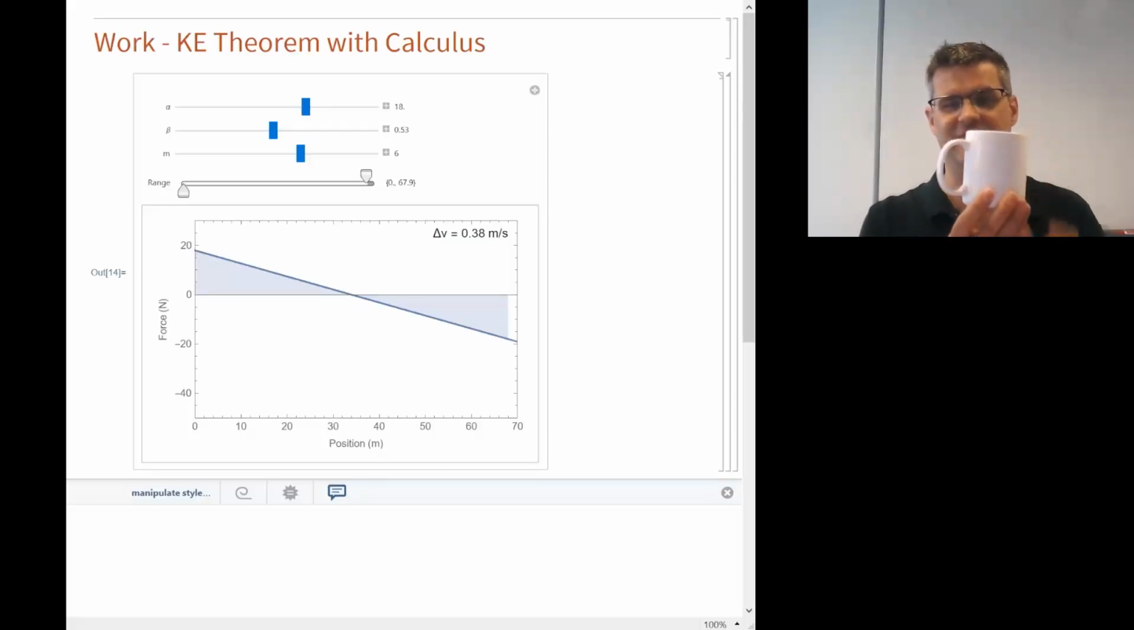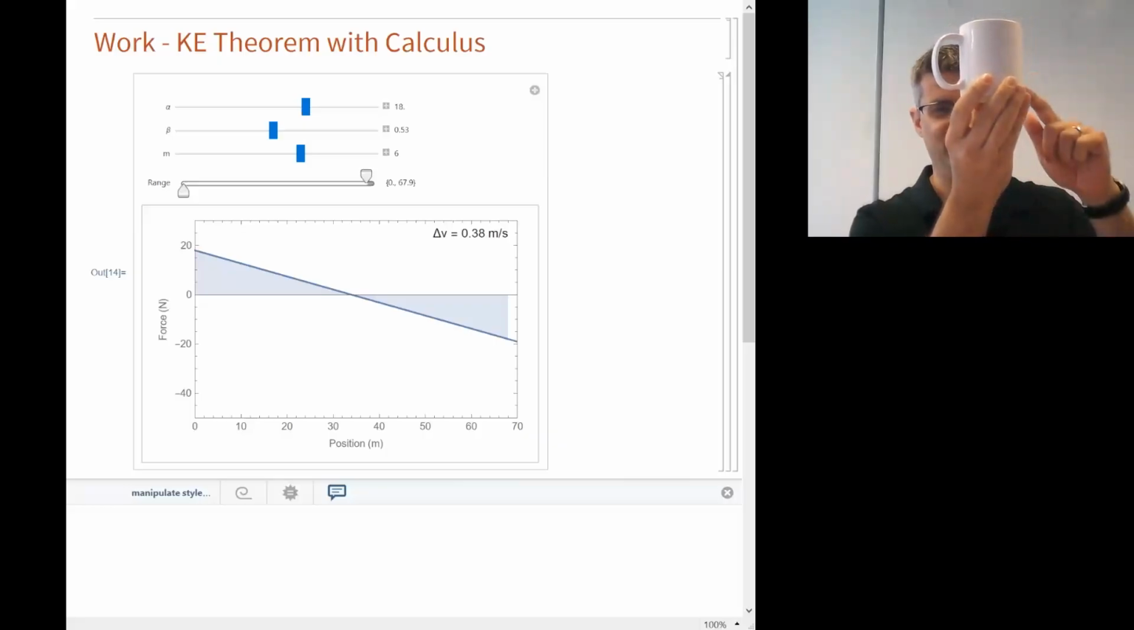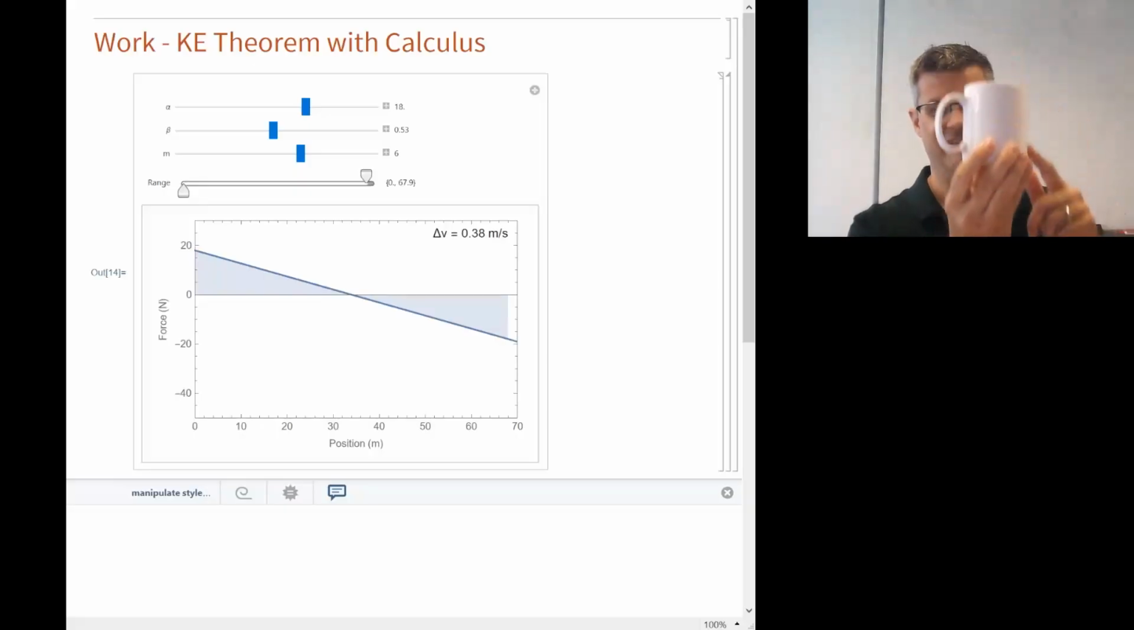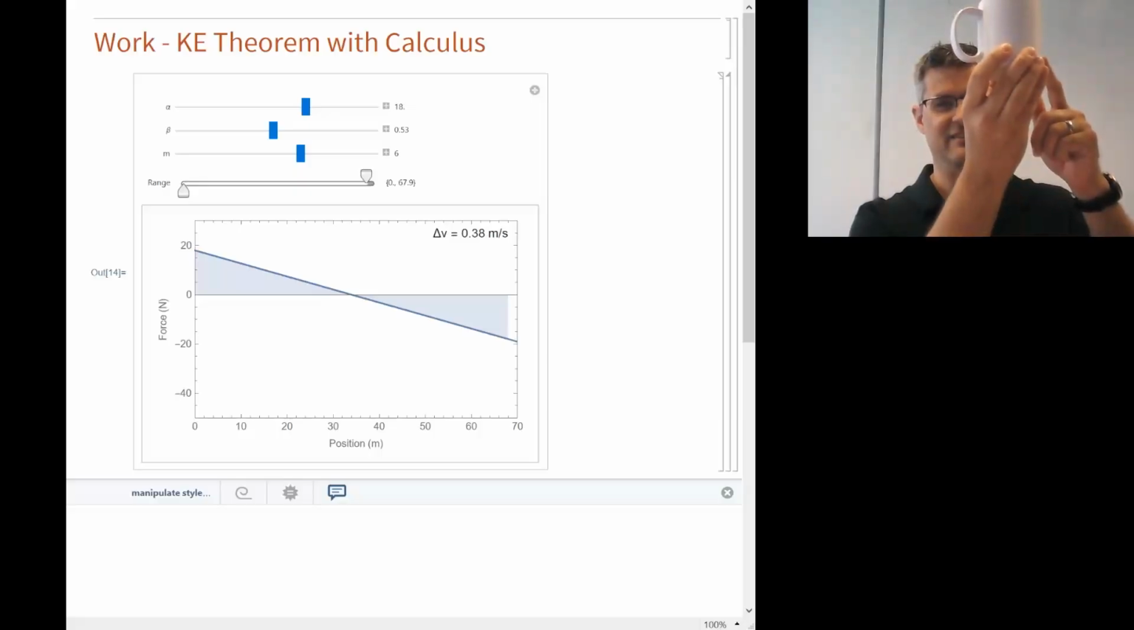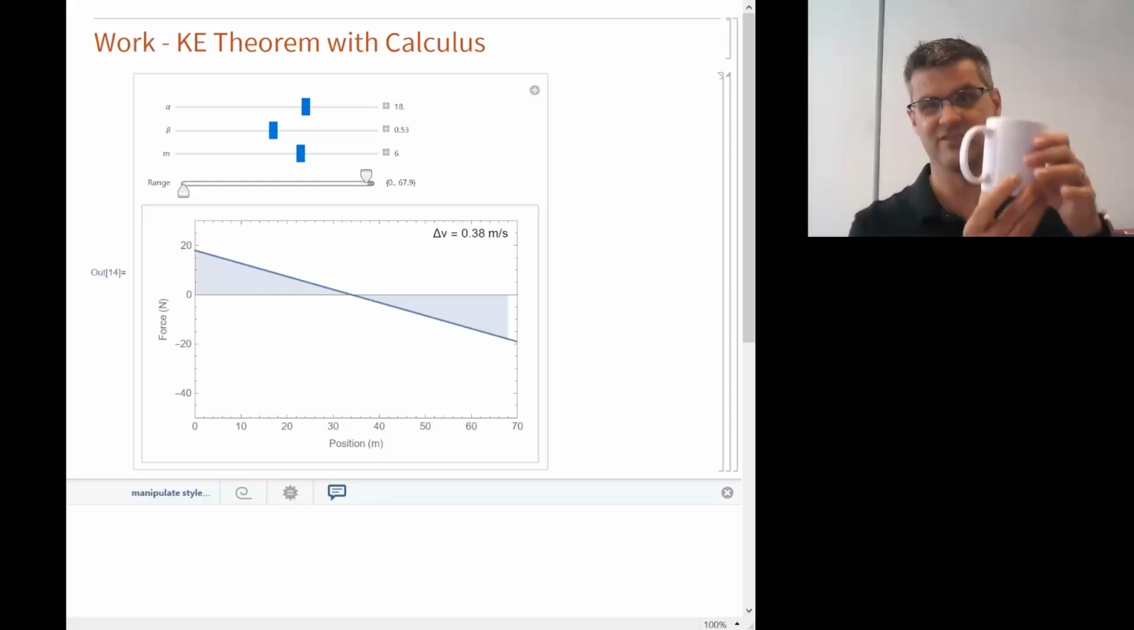So like in the case of my favorite coffee cup here, I could take this coffee cup and it's at some certain position. And it's not moving right now, no kinetic energy. And now I move it up to here. I have applied a force. I applied the force over a distance. Is its kinetic energy changed? No, it's still at rest. It was at rest here. It's at rest here. So I did work. I put energy into the system, but it didn't change the kinetic energy of the cup.